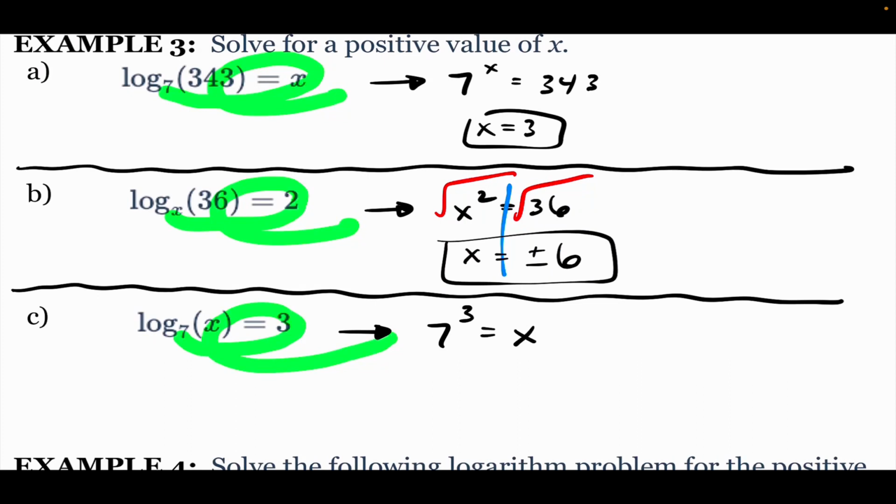The last one, we're just missing an answer. Put that in your calculator. 7 times 7 times 7 makes 343.